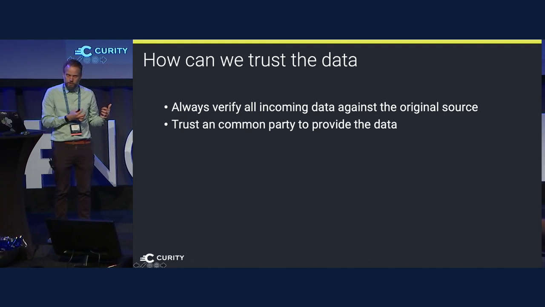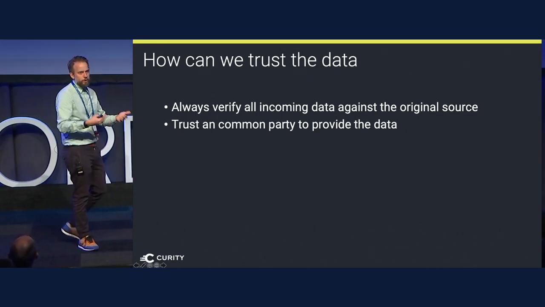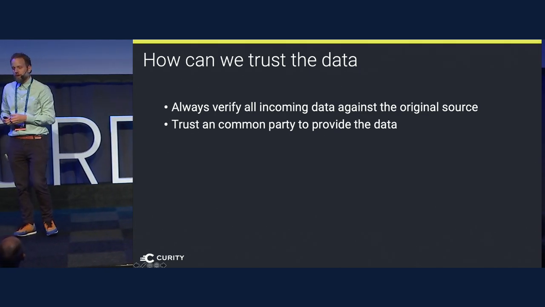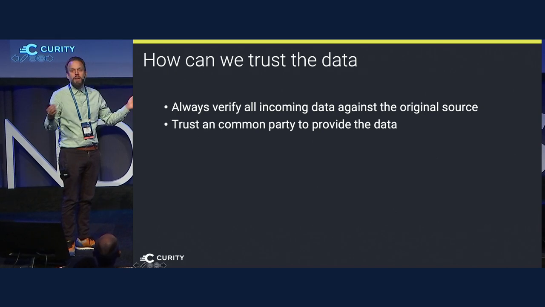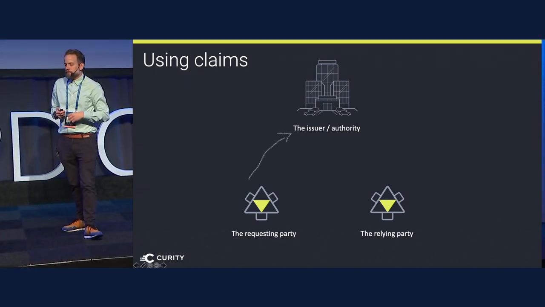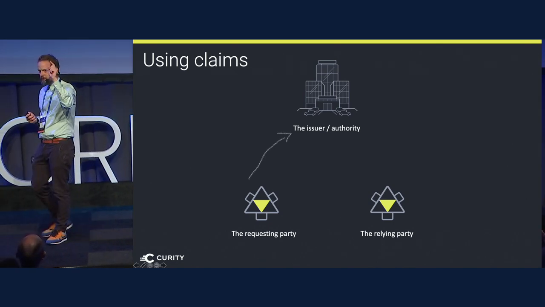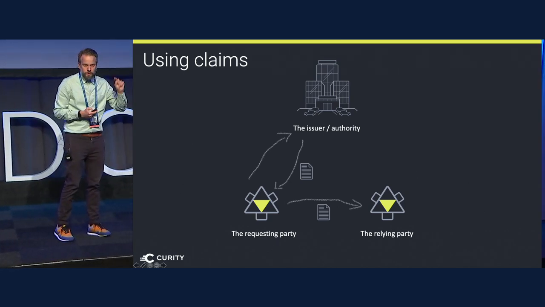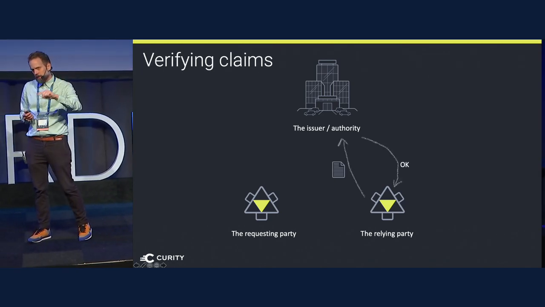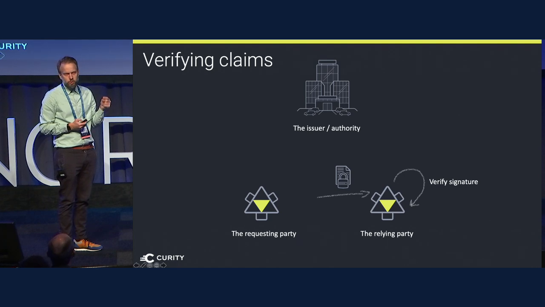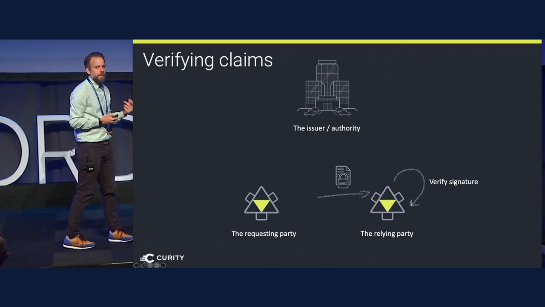So how can we trust data then that comes in? How can we know that it's claims? Well, we could always verify all incoming data against the original source and say, hey, do you claim this is true? That would be defeating the point of passing data around. So what we do is we trust a common party to provide this data for us so that we can verify it. So if I need to call a relying party, somebody, I first call the issuer and say, hey, can you issue some data about Jacob? And then they say, yeah, here's some data about Jacob. I send that on to the next party, and then they can check. Was this from you? Yeah, okay. Except we usually do it like this. The issuer signs the data using a private key, and then the relying party can just verify that signature with the public key. That's how we do it most often.